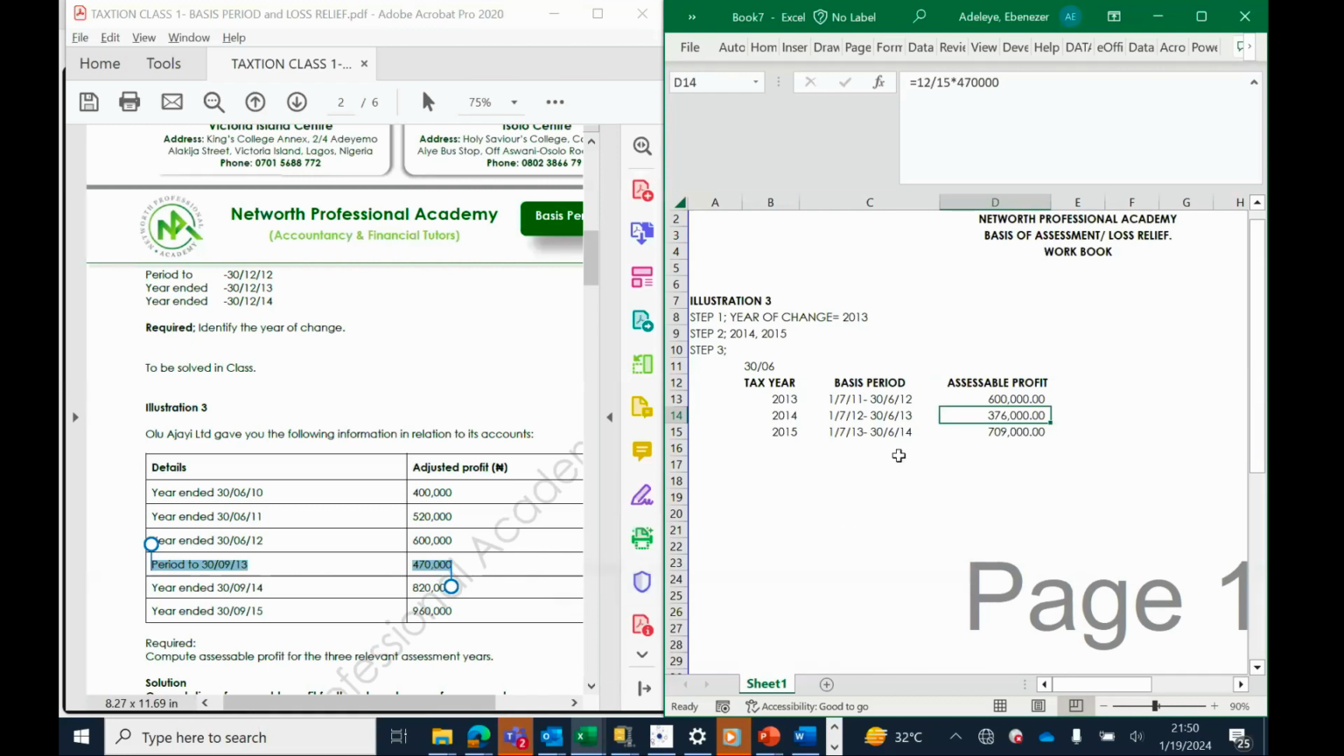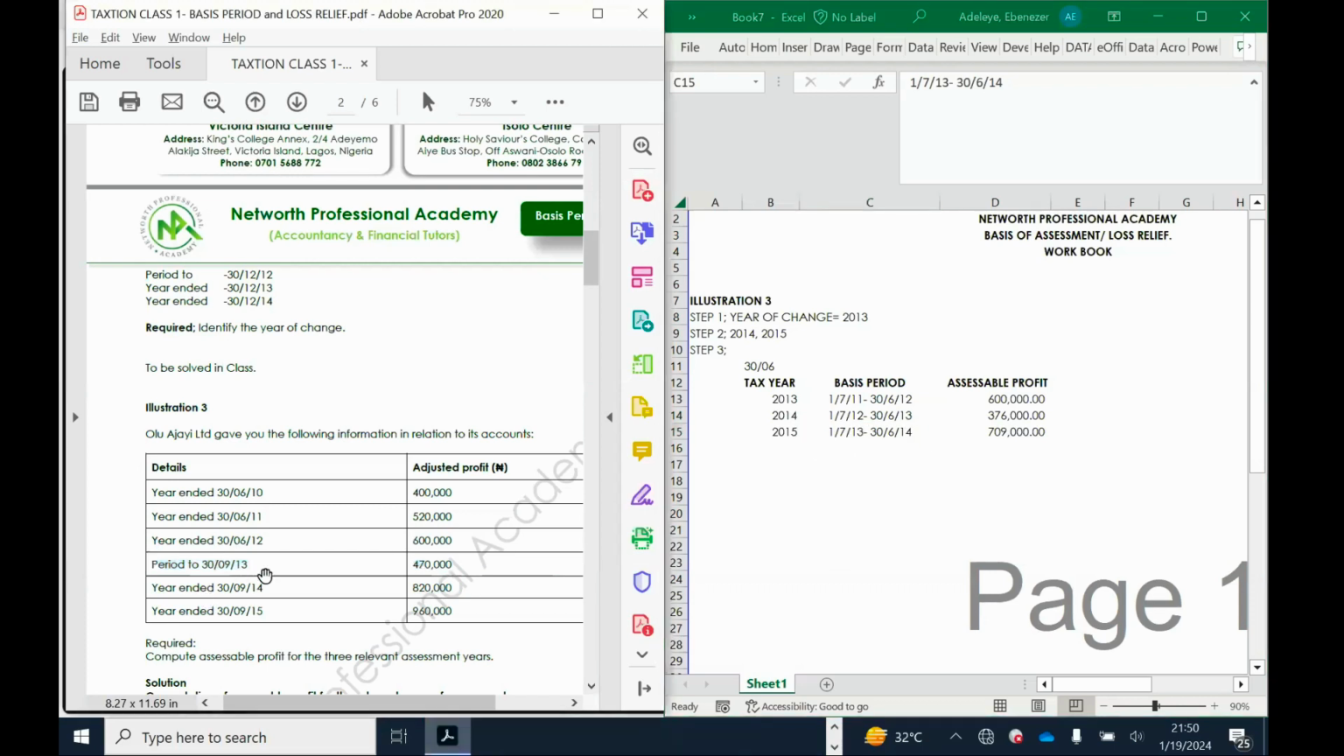Then, still under the old accounting date, for us to get the assessable profit for this basis period, we have to look at where it lies. This is 1st of July 2013. It means that it would have started before this, because this is 30th of September 2013. It would have started before this and would have ended within this year, that is, before this.